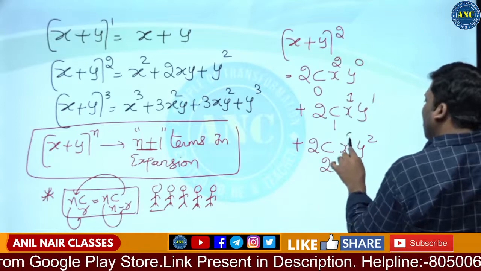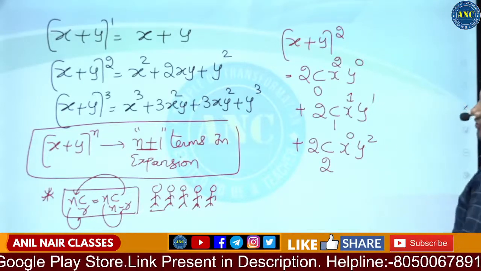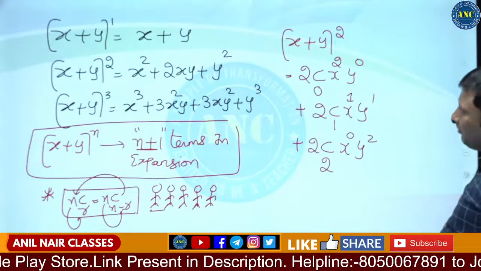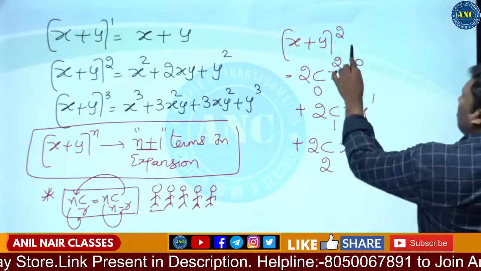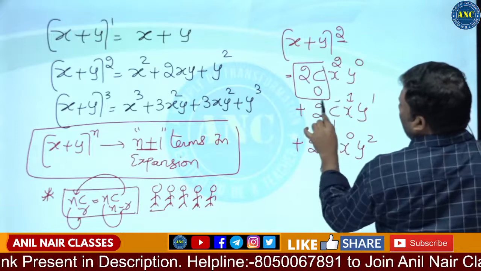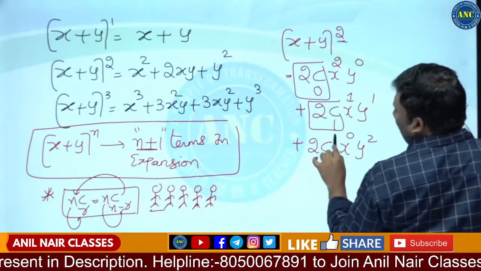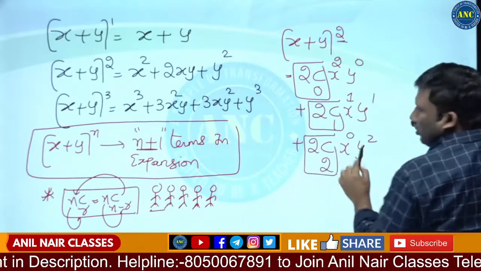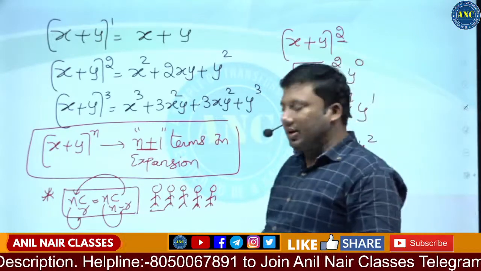That means I am not selecting any powers of x. Are you all with me? So if you observe here, if the power is 2, out of 2 I am not selecting any. Out of 2, I am selecting 1. Out of 2, I am selecting 2.